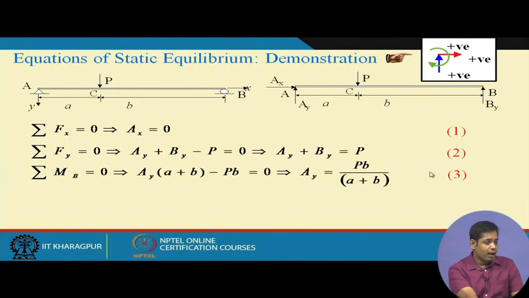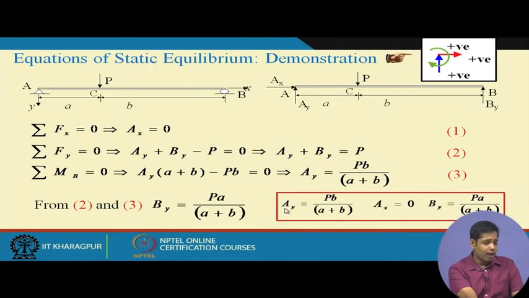Then the summation of moments is equal to 0. If you take moment about B, this force A y acts in the clockwise direction, that is why it is positive. Then there will be a moment for P as well, and this moment will be in the anticlockwise direction, that is why it is negative. This gives you A y, and substituting A y here, you get B y. So, all the reactions are: A y is equal to this, A x is equal to 0, and B y is equal to this.